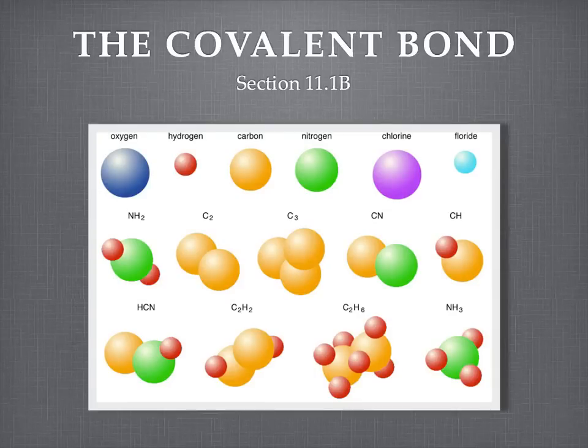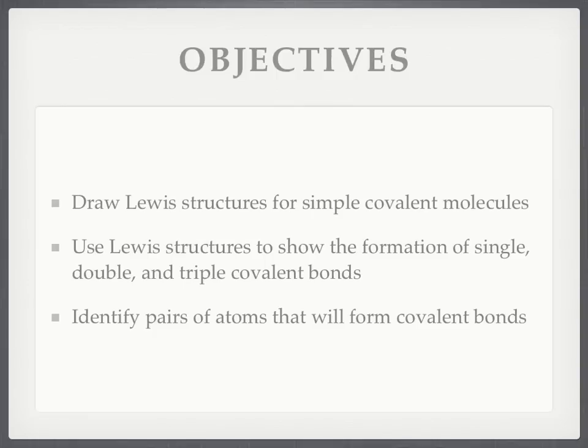Alright, this is the second part of 11.1, and in this part we want to be able to do Lewis structures for covalent compounds, and we want to talk about single, double, triple bonds, and talk about pairs of atoms that will form covalent bonds.